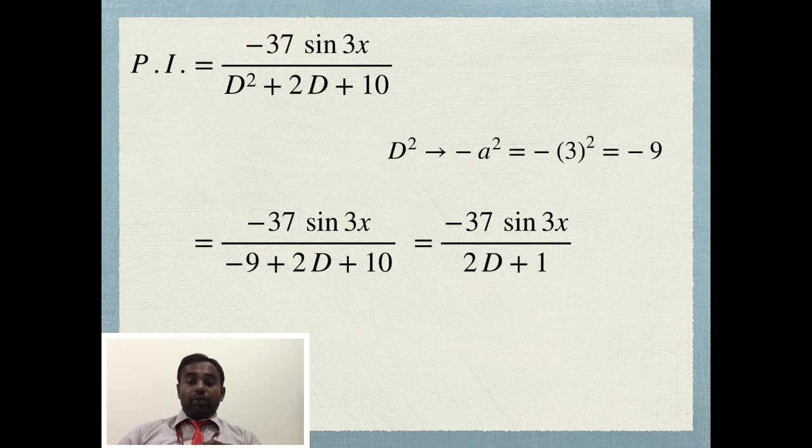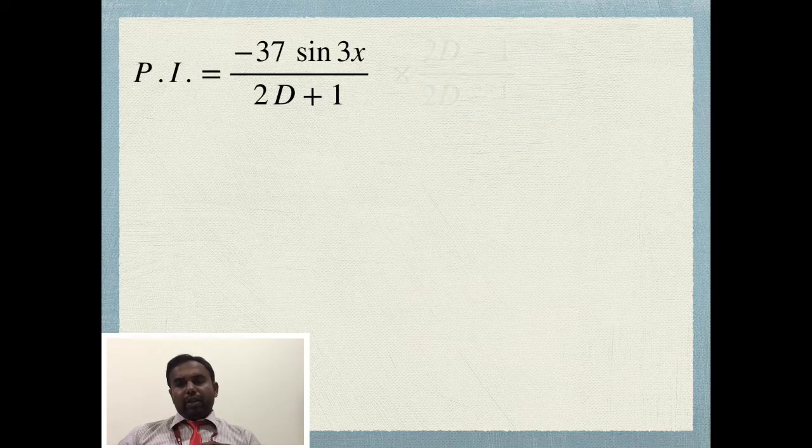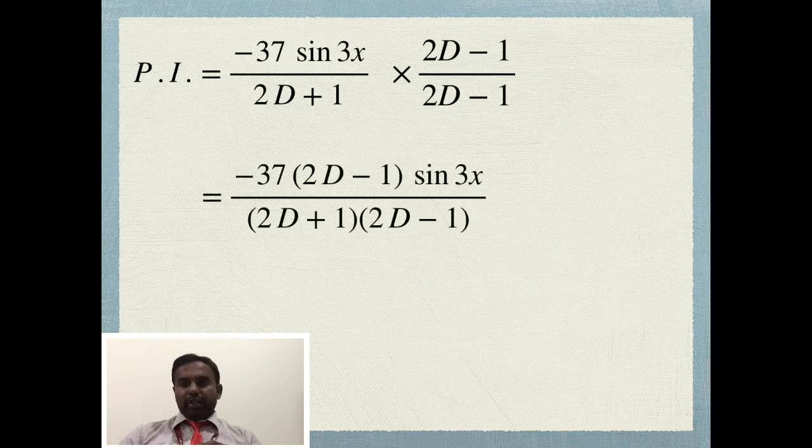Now, we are already aware that when we have 2d plus 1, or anything of the form alpha d plus or minus beta, we will multiply and divide by alpha d minus or plus beta. So, with that in mind, in the next step, we will be multiplying the particular integral with 2d minus 1, and at the same time we will be dividing by 2d minus 1.